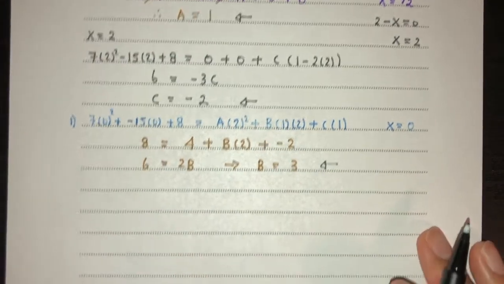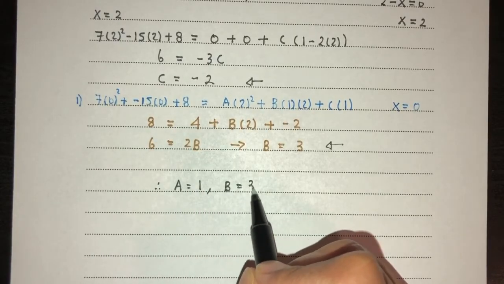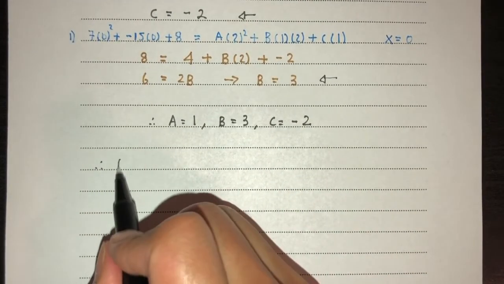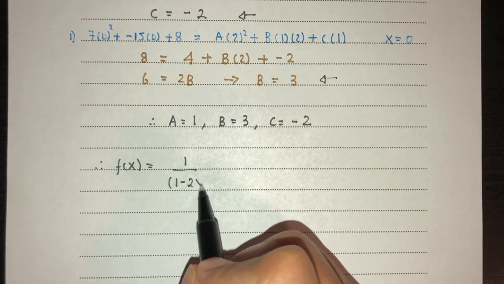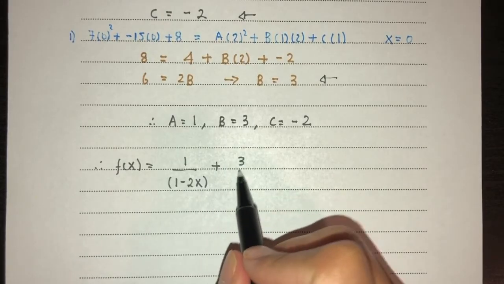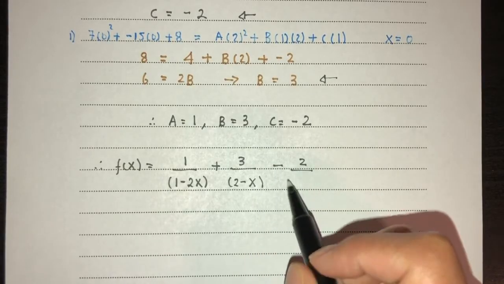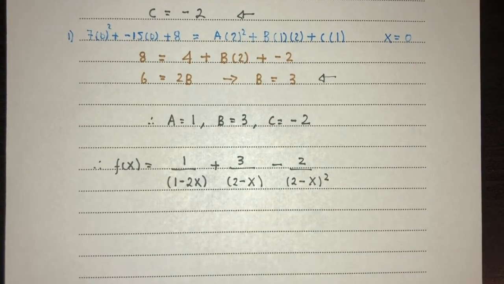Okay, so we have the values of a, b, and c. So a is equal to 1, b is equal to 3, and c is equal to minus 2. So finally, f of x is equal to a, which is 1 over 1 minus 2x, plus b, which is 3 over 2 minus x, minus 2 over this value. So this is your partial fraction for f of x. Always go step by step to find the values of a, b, and c for part 1. Now let's move on to part 2.